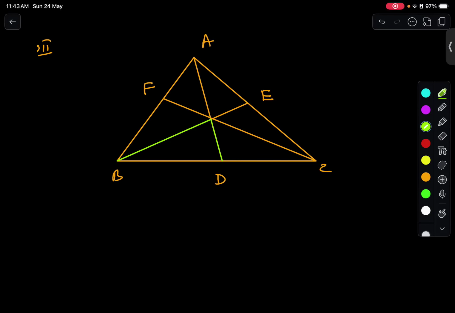This is BDP. Let this point be P. And the second triangle is this one. Can I say the area? If I see the area of the triangle, the base is BD and DC, and the height is the same in both the cases.